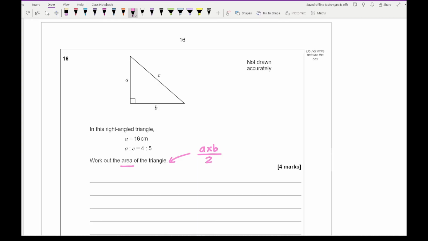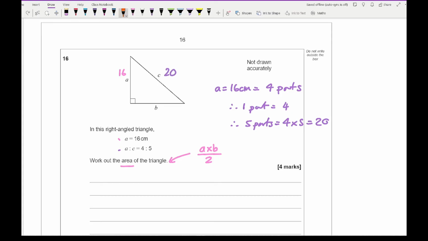So let's first of all work out what the lengths are. So A is going to be 16 because it's written here. Then from this, I can work out what C is. So A equals 16 centimeters, which equals 4 parts. So that means one part is going to be 16 divided by 4, which is 4. So therefore 5 parts is going to be 4 times 5, which is 20. So that means that C is going to be 20.